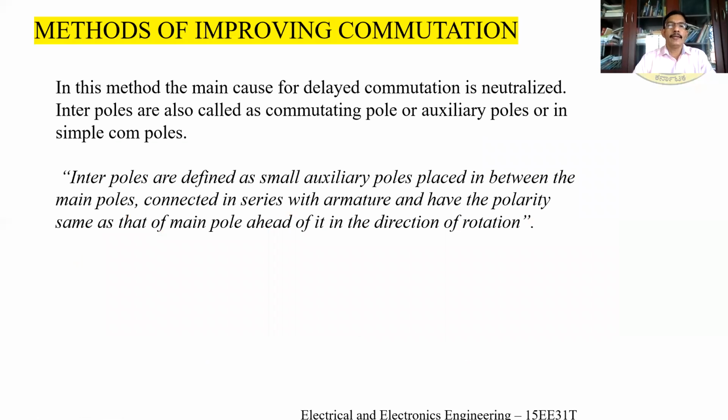In this method, the main cause for delayed commutation is neutralized. Interpoles are also called commutating poles or auxiliary poles or comb poles. Interpoles are defined as small auxiliary poles placed in between the main poles, connected in series with the armature, and have the polarity same as that of main pole ahead of it in the direction of rotation.